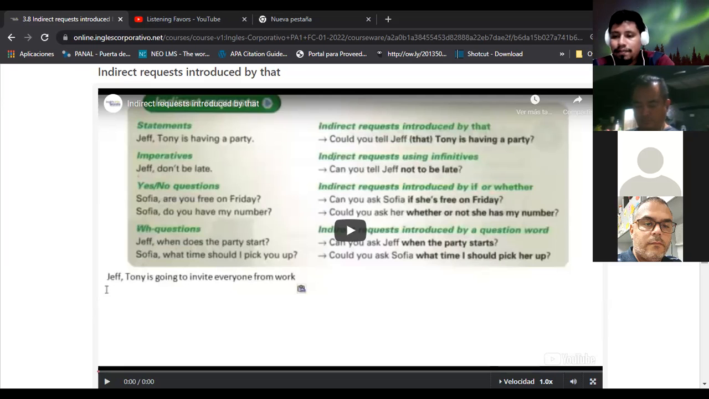Si yo le estoy preguntando a usted en presente simple, o si le estoy preguntando en pasado simple, ¿sí? Si le pregunto en presente simple, voy a utilizar does. Pero en este caso voy a utilizar el verbo auxiliar do, y va a depender de si lo utilizo en primera persona, en segunda persona o en tercera persona plural. Si lo utilizo en tercera persona singular, voy a utilizar el does. Si lo utilizo en primera, segunda y tercera persona plural, voy a utilizar do.